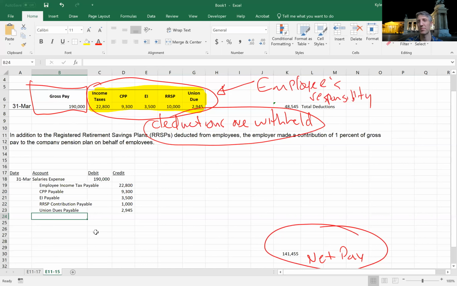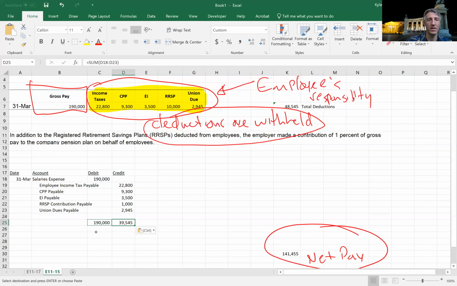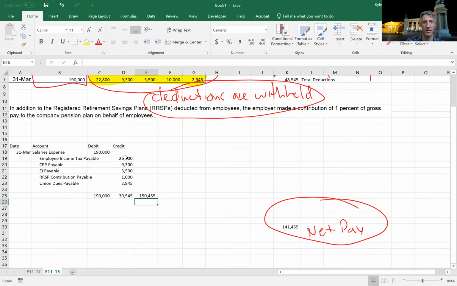Just to demonstrate something, I'm going to sum up my debits and sum up my credits. It's not going to balance, but I want to show you what will happen. So my total debits, of course, is 190,000, and my total credits is 39,545. The difference between these, if I were to deduct the credits from the debits, is going to be 150,455, and I've made a mistake somewhere. Let me just see what's going on.